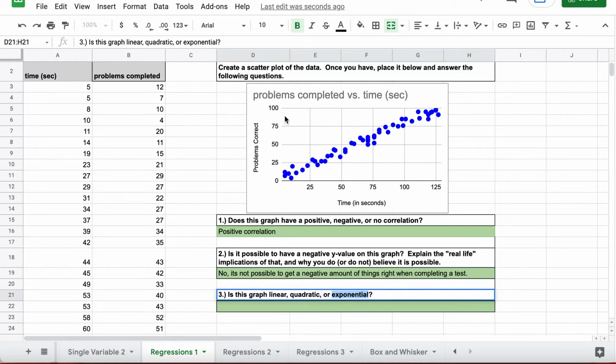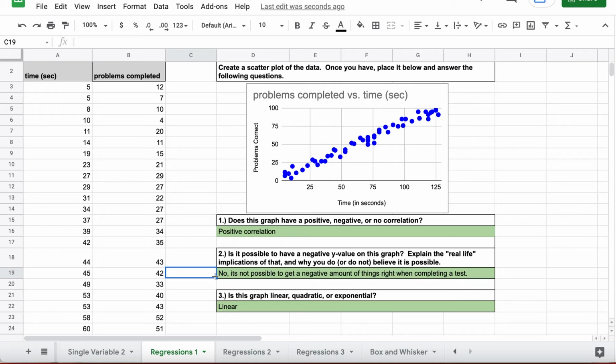So when I'm looking at my picture, do I see a straight line-ish, a U-shape-ish, or an L-shape-ish? Now remember, those could be flipped or reversed or anything in any direction. Transformations do not affect whether or not it is linear, quadratic, or exponential. So you're just looking for those general shapes. So in this case, this graph is clearly a line, so I would say this is linear.